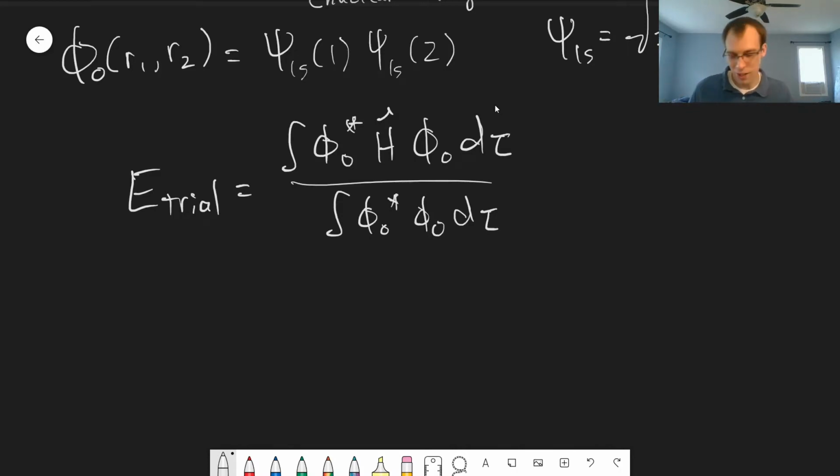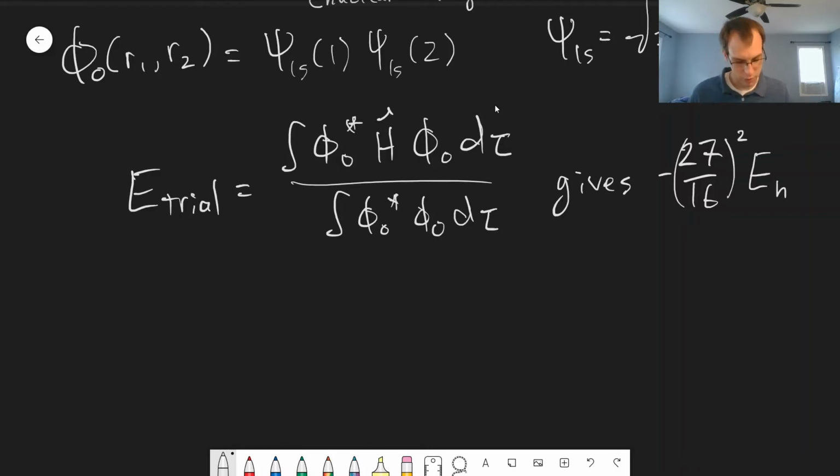Now again, these are each triple integrals that we'd have to work through, and we'll skip to the results instead of going through all the math of this, and find what the final trial energy is. We get negative (27/16) squared times Hartree. So negative (27/16) squared Hartrees, or if we want to write that in decimals to compare it a little bit easier with our experimental value, minus 2.8477 Hartrees.